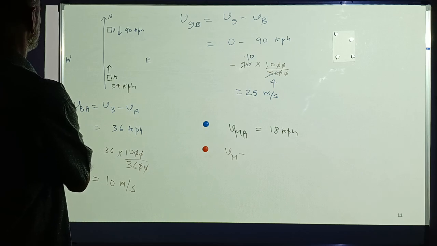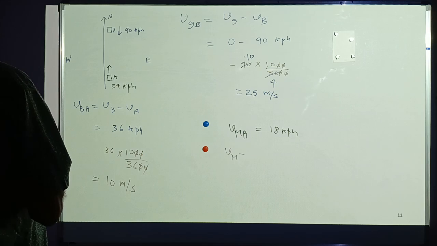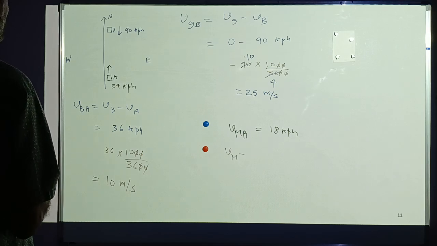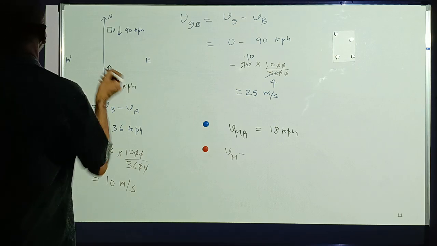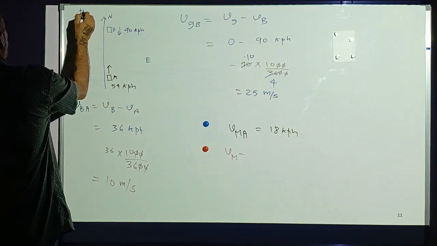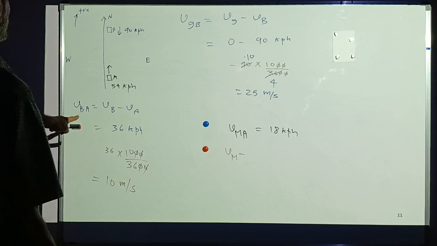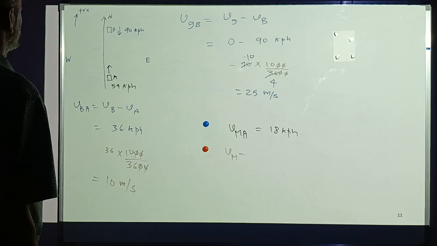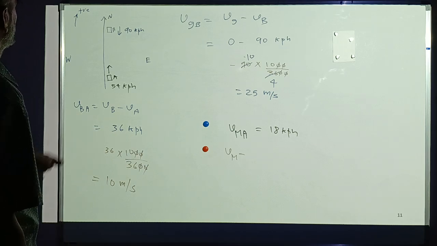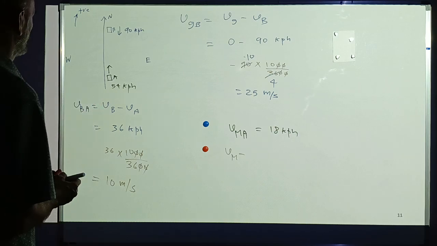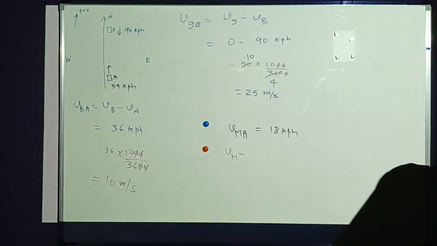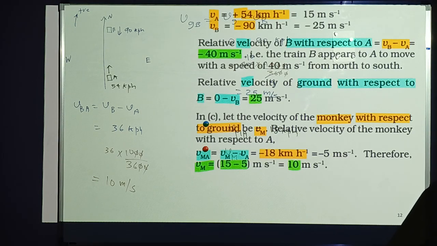I think I made a mistake. I have to take one direction as positive. So if we take the upward direction, towards north, as positive, then velocity of B is minus 90, and this is 54.